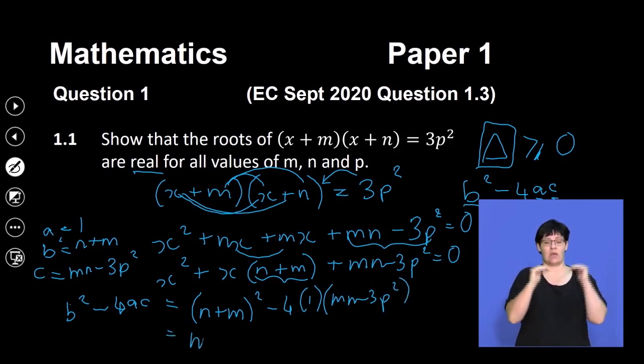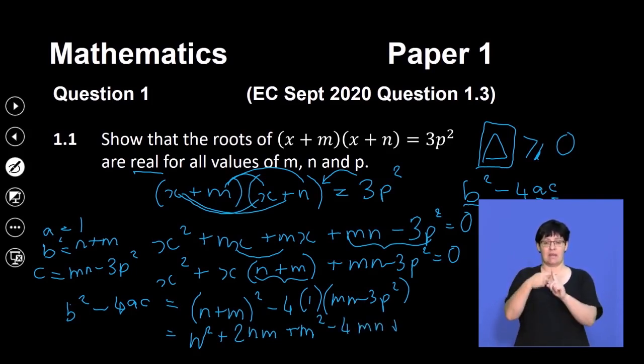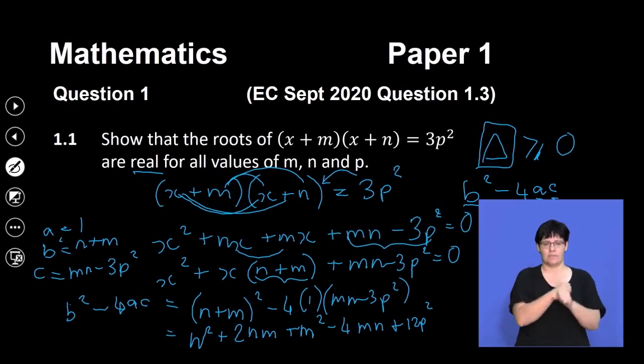Okay, that is equal to n squared plus 2nm plus m squared, and then that's minus 4mn plus 12p squared. Okay, I'm going to go to the next page. Sorry, I have to go back. So we had n squared plus 2nm plus m squared minus 4mn plus 12p squared.